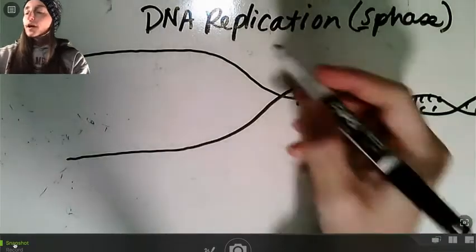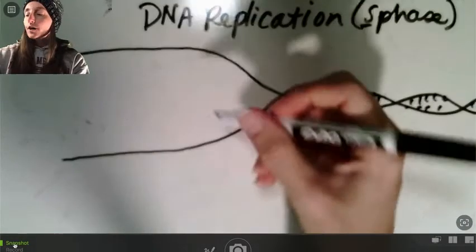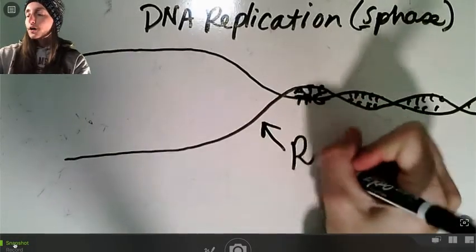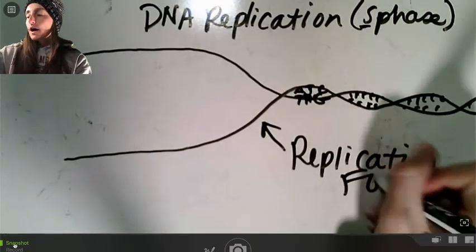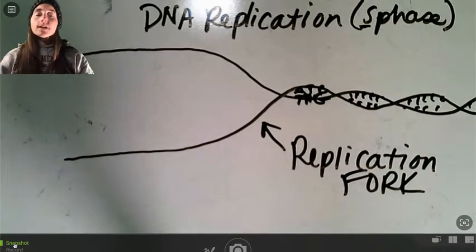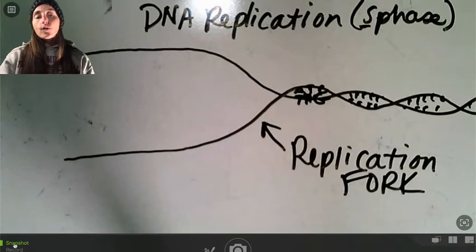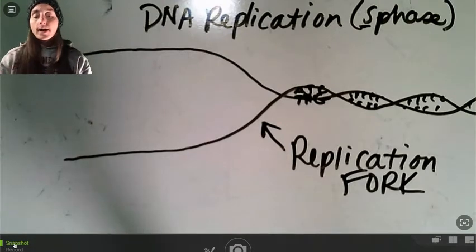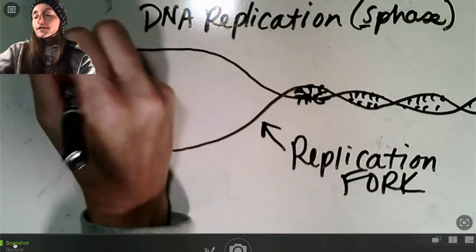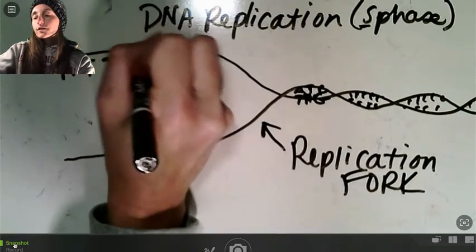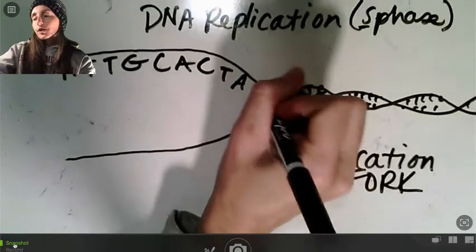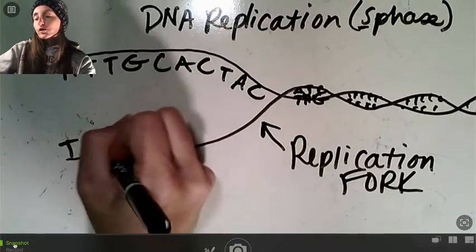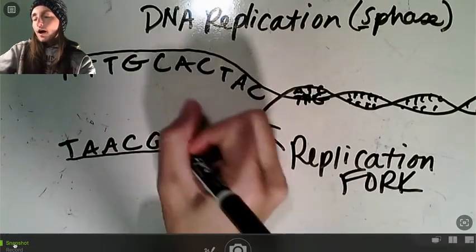Here we have it opened up. We call this the replication fork. This is where replication happens. It's an opening, and it can go either direction. It can go to the left, it can go to the right, it doesn't matter. Let's give it some bases. Just pick some. You should be drawing this in your notes because if you were in class, that's what you would be doing. So you need to be doing it now.